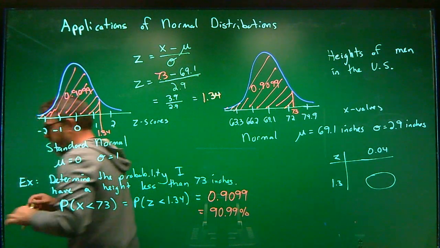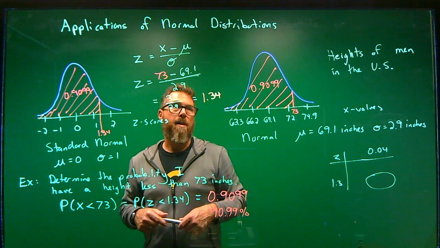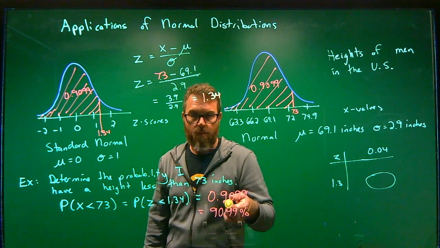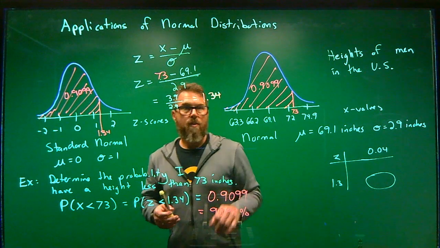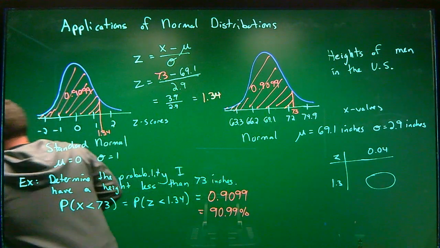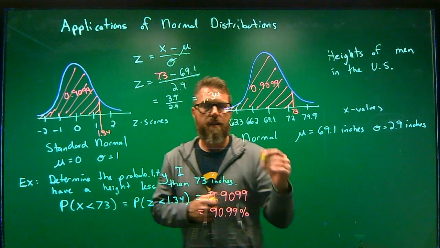What it really means is if I select any random male that lives in the U.S., what's the probability that they have a height less than 73? Well, that's the probability. So next I want to do, well, what about more? Let's use the exact same numbers and ask, what is the probability?